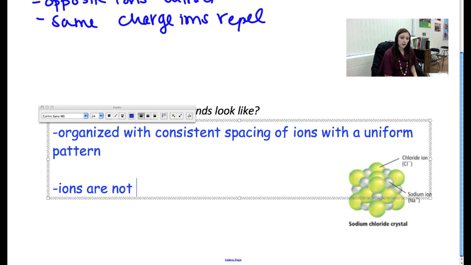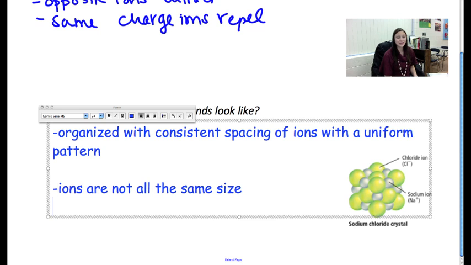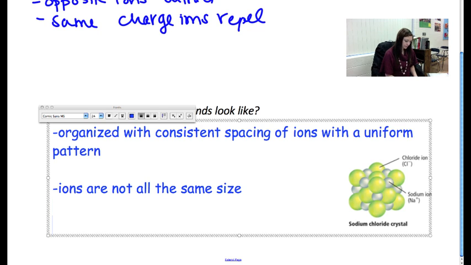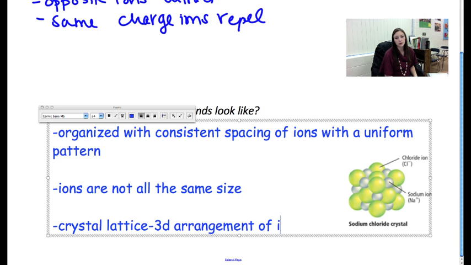Notice how the ions are not all the same size. Remember, when something loses electrons, it tends to get smaller. When something gains, it tends to get bigger. And then, to start with, atoms are not all the same size. We call these repeating patterns, or these crystals of these ionic solids, crystal lattices. That is the 3D arrangement of ions.